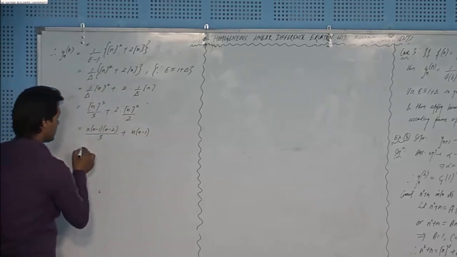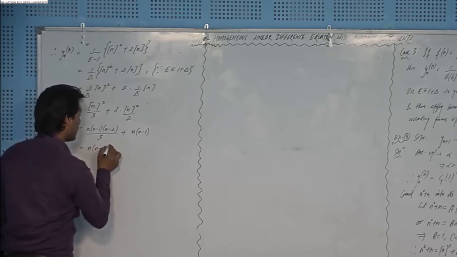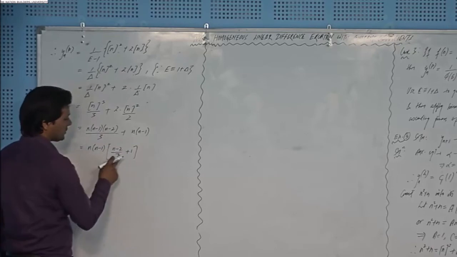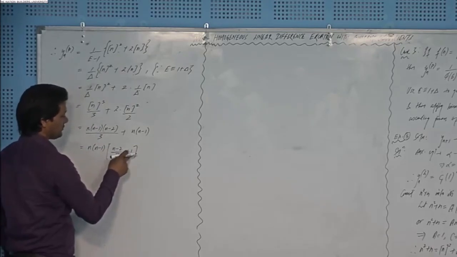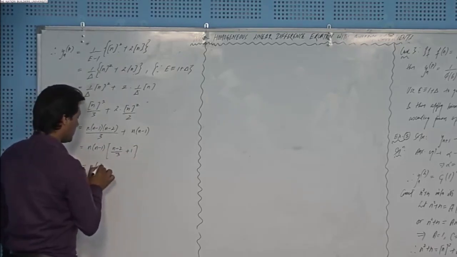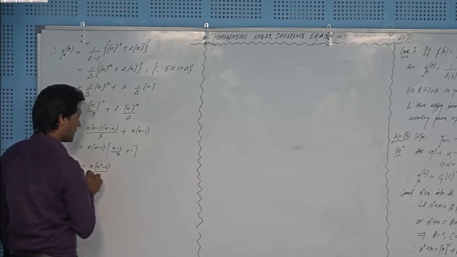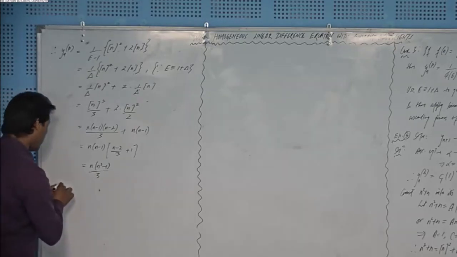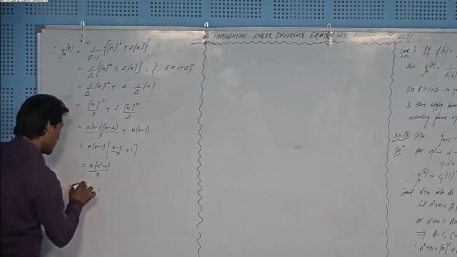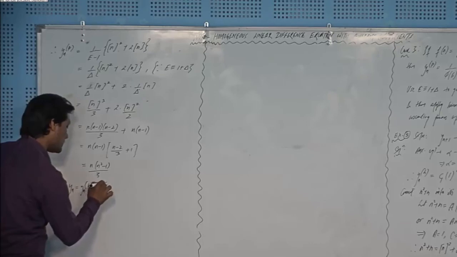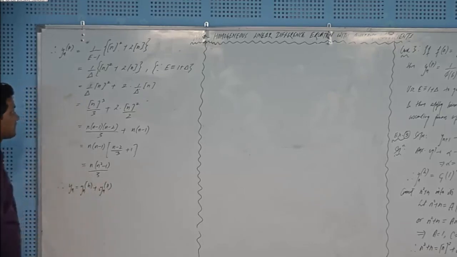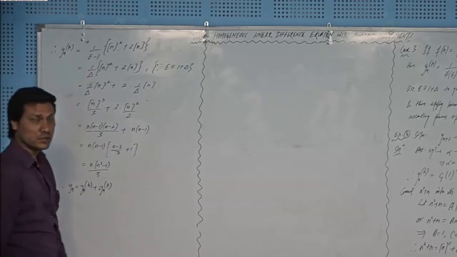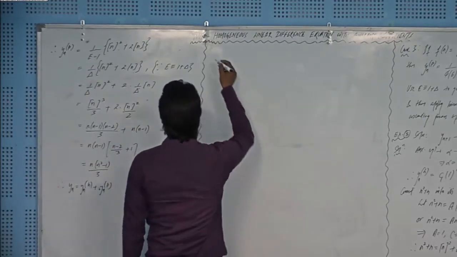Or you can take n minus 1 common, and you will have n minus 2 over 3 plus 1, and on simplification it will give you n plus 1, n square minus 1 over 3. So this will be your particular solution, and then on adding you can write your complete solution. I will take one more example in order to see that binomial expansion in my particular solution.